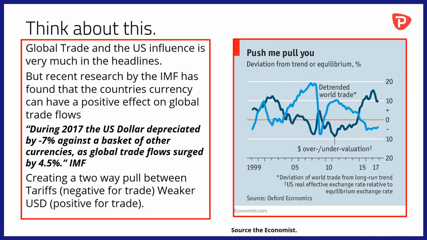During 2017, the US dollar depreciated by some 7% against a basket of other currencies, as global trade flows surged by 4.5%, say the IMF. They draw a direct correlation between those two events, thus creating a two-way pull between tariffs, which are obviously negative for trade, and a weaker US dollar, which is positive for trade.